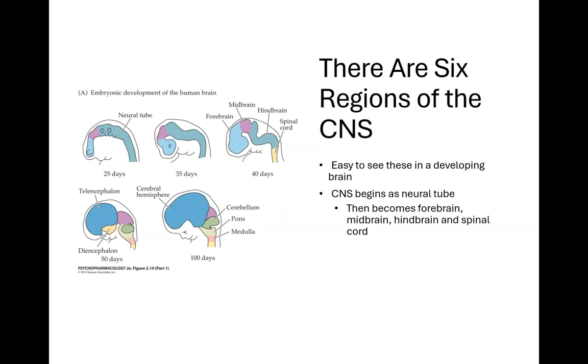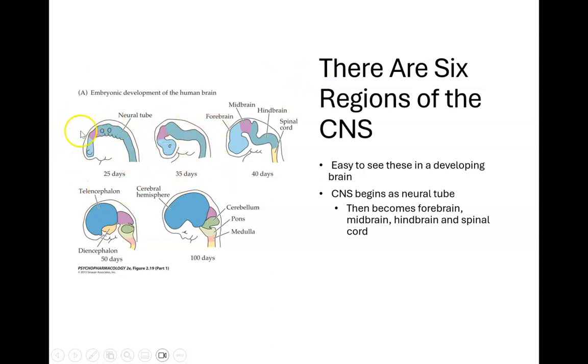Now, there are 6 different regions of the central nervous system. Your textbook is not really going to talk about this as much as I will, but I wanted to share this with you. So you can kind of see this in a developing brain. You can see those 6 different divisions.